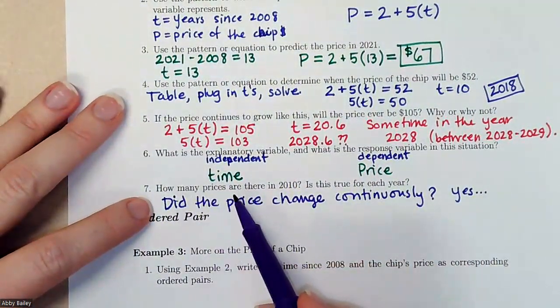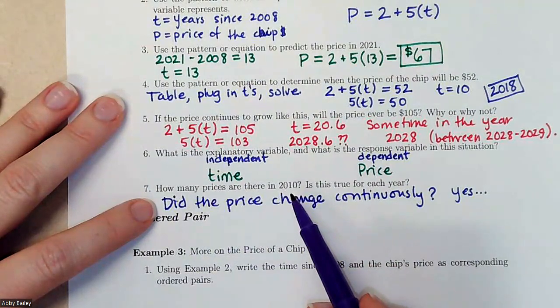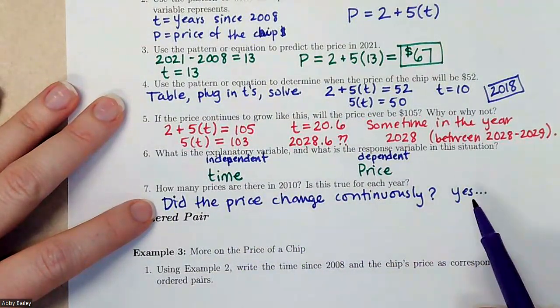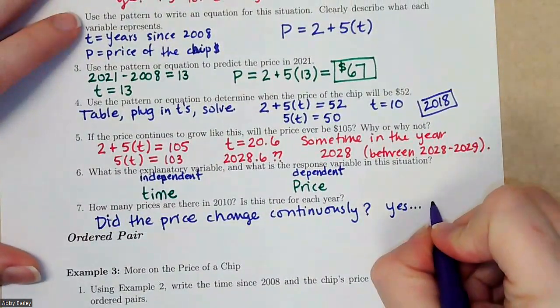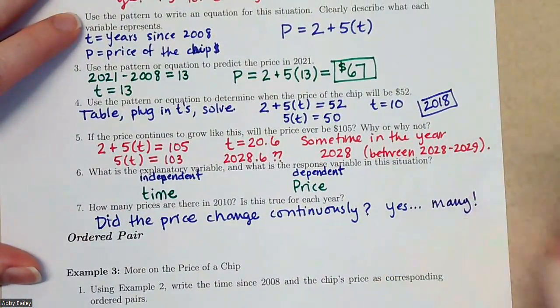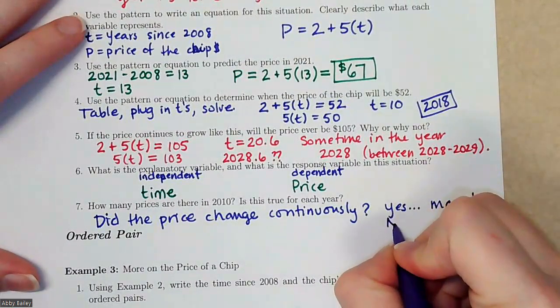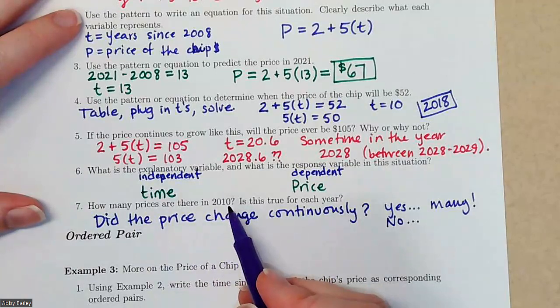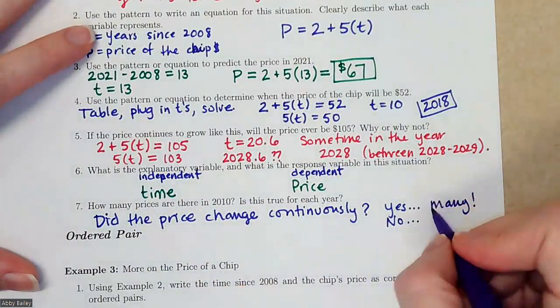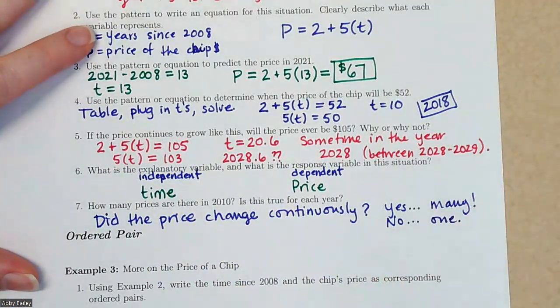So how many prices are there in 2010? If yes, then there are infinitely many, because it's a sliding scale. If you're saying no, that it's jumping, then how many prices are there for 2010? Just one price.